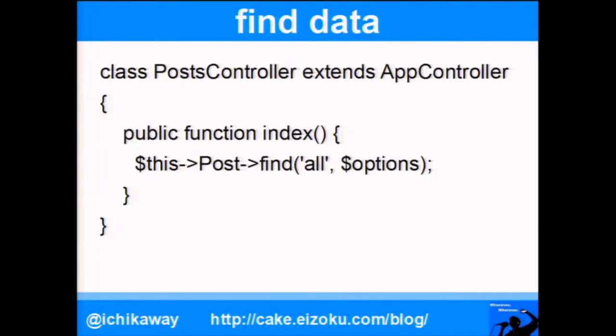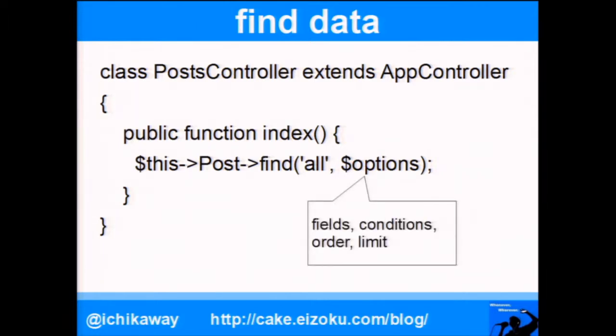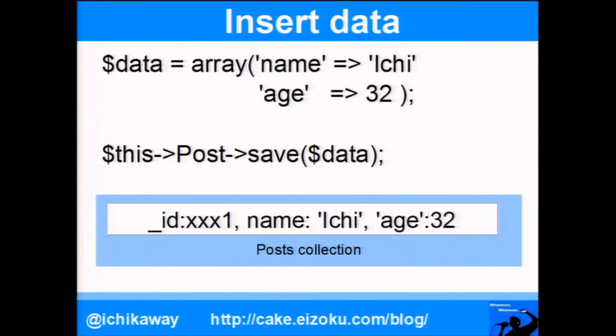How to use it? Find data. It's the same way as with an RDB in Cake. It's a benefit of the Cake data source. So we can use the same options like fields, conditions, order, limit. And insert data is the same way as RDBs. But after saving, MongoDB sets the ID field automatically.